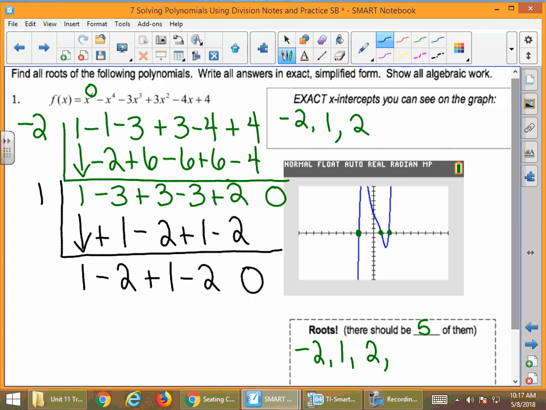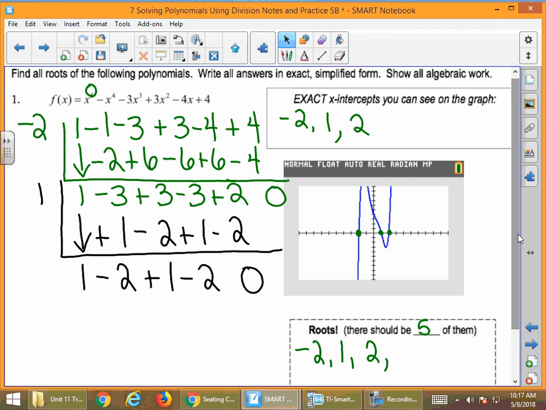And again, if we don't get 0 at the end, we need to go back and check our math. And then we need to check our calculator. But we have clearly seen, we see the picture over here, but we also have seen the table. We know that 1 is a root. And then we proved it.